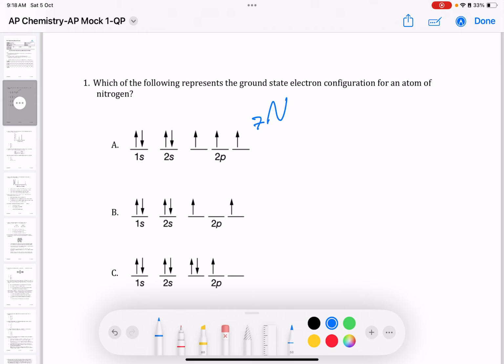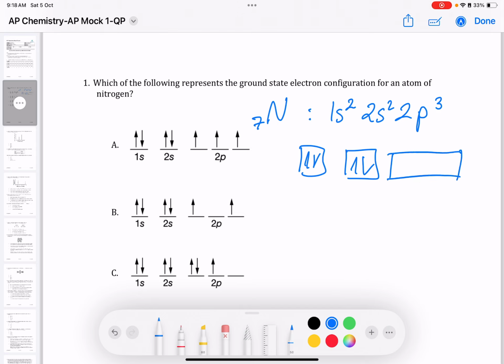Nitrogen in the periodic table contains 7 electrons, and the electron configuration is 1s2, 2s2, 2p3, meaning that we have 2 electrons in the first s, another 2 electrons in the second sublevel s, and in the p orbital we have 3 electrons.